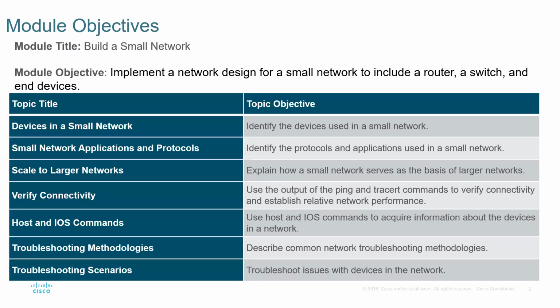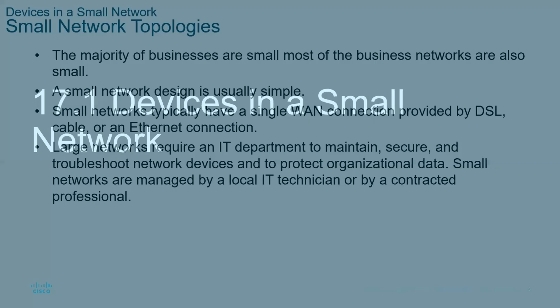We're also going to look at small network applications and protocols. So you see, after looking at the devices, we'll be looking at the applications. Then we'll be looking at how to scale, in other words, how a small network serves as a basis for a larger network, or rather how your network can expand and grow. We're going to look at how to verify connectivity. We're going to be looking at host and IOS commands and troubleshooting methodologies and troubleshooting scenarios. Okay, so let's go into it.